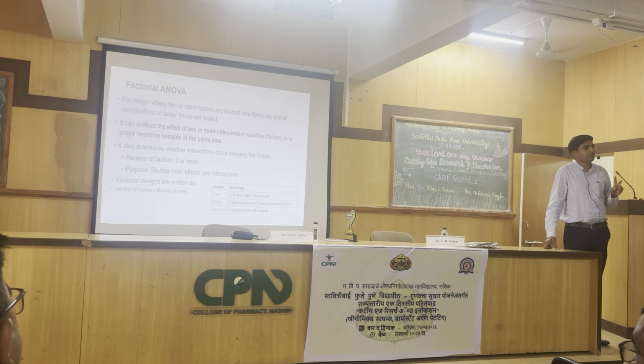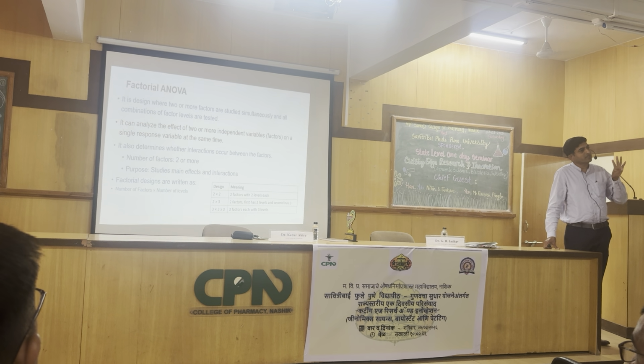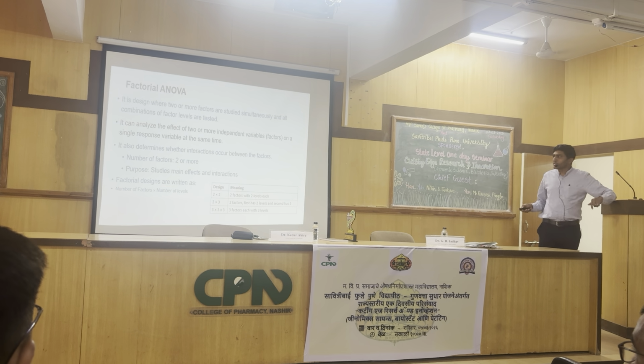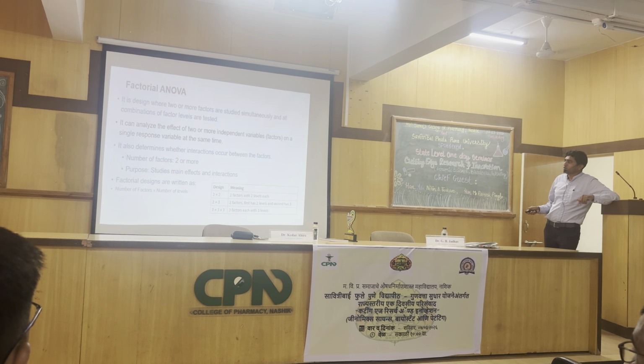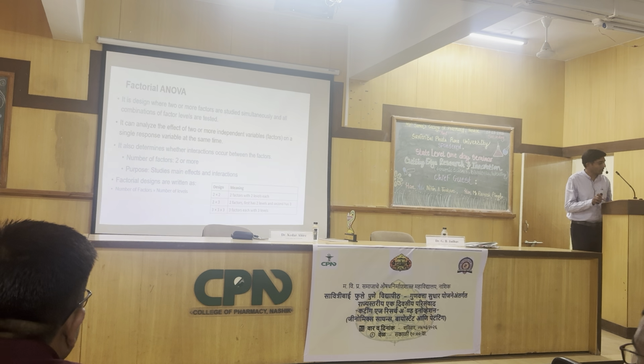4x3x2, that means the first factor has 4 levels, the second factor has 3 levels, and the third factor has 2 levels. So like this, you will have to multiply these numbers, and the product gives you the number of outputs. So here 3x3x3, that means 3 into 3 is 9, and 9 into 3 is 27. So 27 combinations will be there in this factorial.